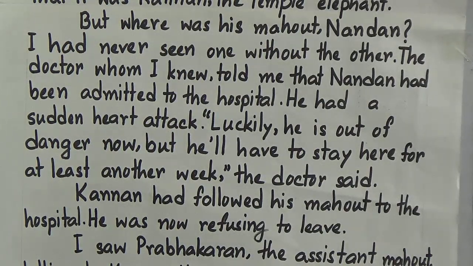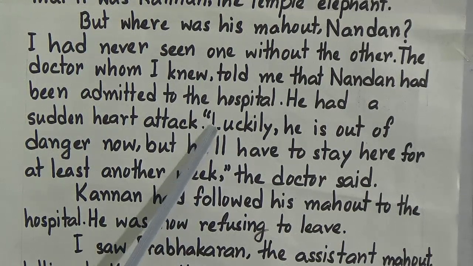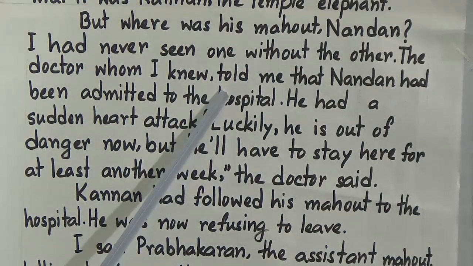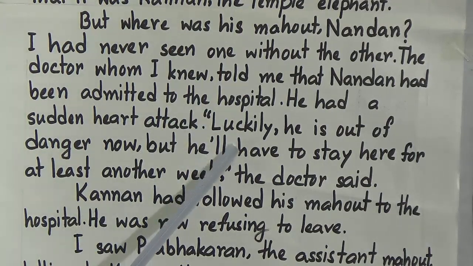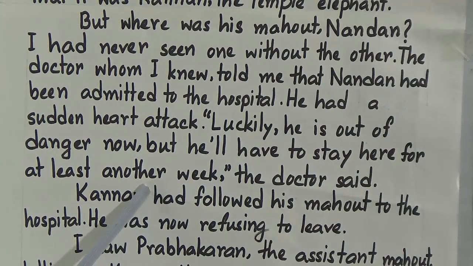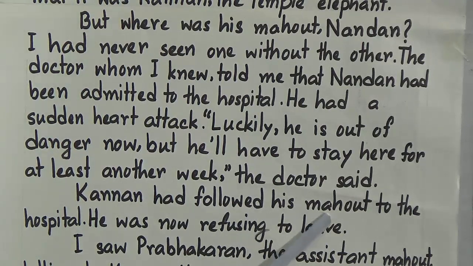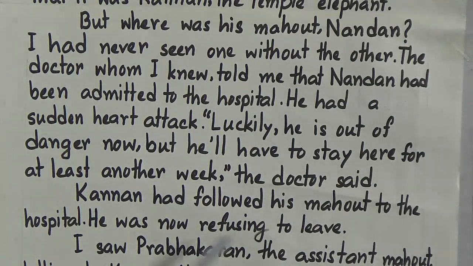Now, the doctor informed the speaker that the Mahout Nandan had a heart attack. Luckily, he was out of danger, but he had to stay in this hospital for 1 week. Conan had followed his Mahout to the hospital. He was now refusing to leave. I saw Prabhakaran, the assistant Mahout, talking to Conan. He was trying to take him away.